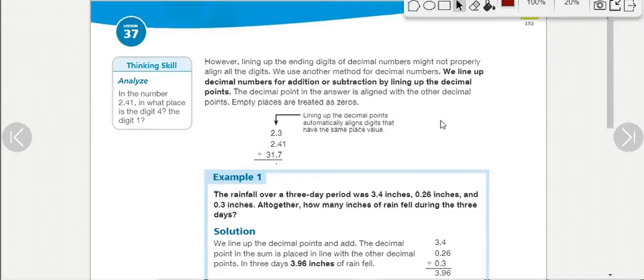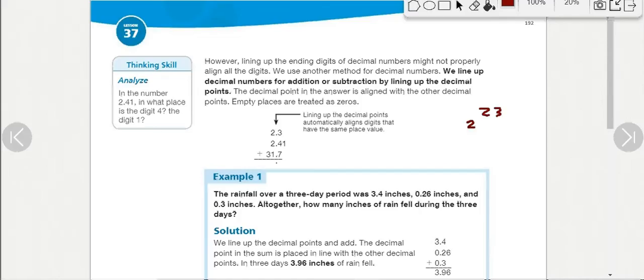And when you add and subtract them, to make sure you don't make a mistake, you just line up those decimals. So 2 and 3/10, 2 and 41/100ths. You do not write it the way you would for 23 and 241. You would not write it this way.